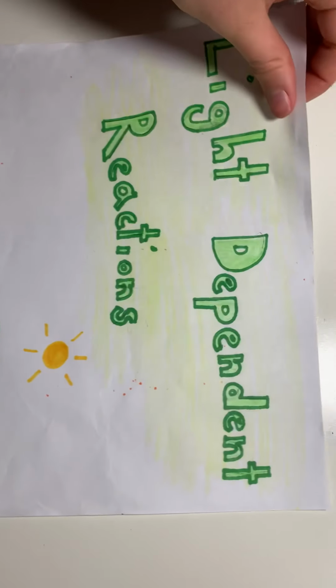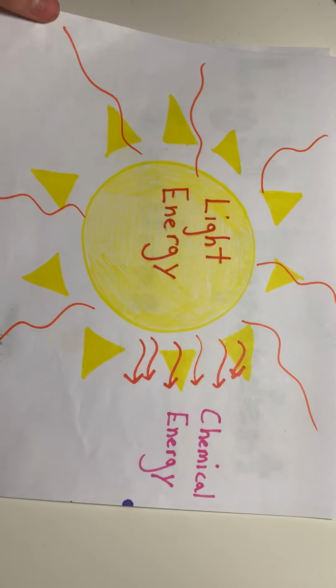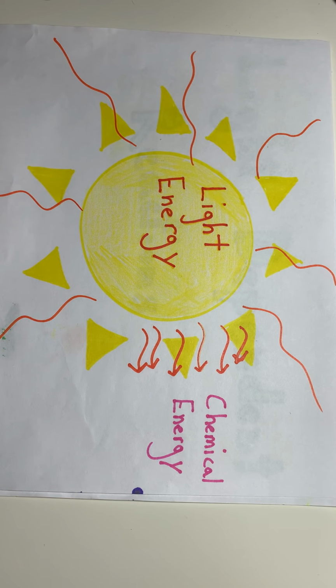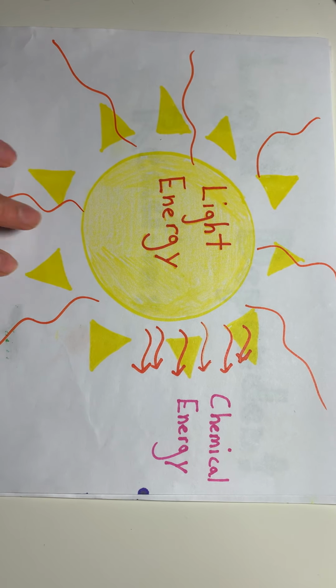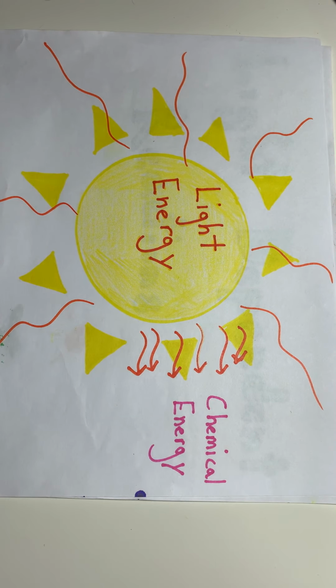This video is about light-dependent reactions, which is the first step in photosynthesis. But first, let's talk about light energy. The light energy we see from the sun is known as visible light. This is also the type of light that plants use through the process of photosynthesis to create chemical energy.